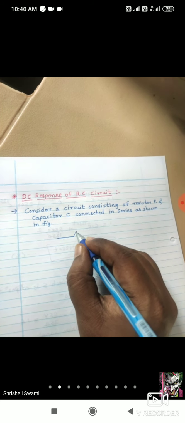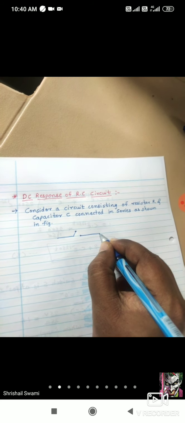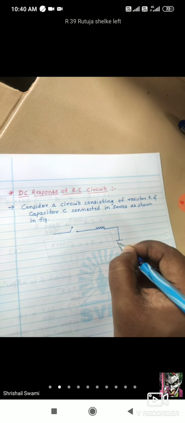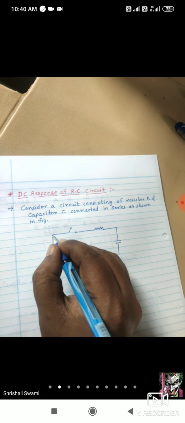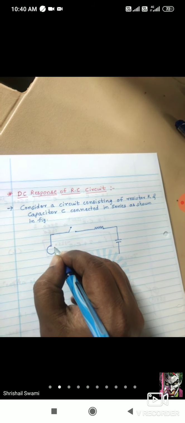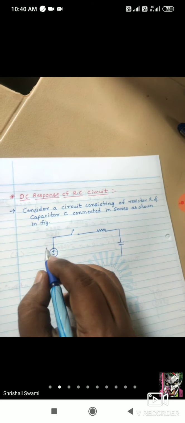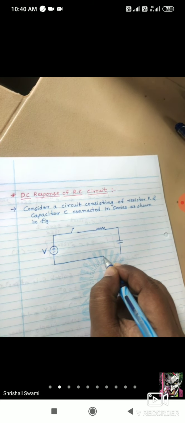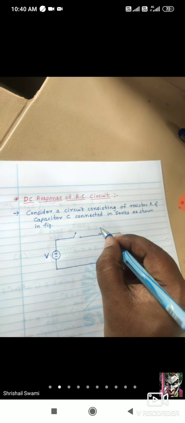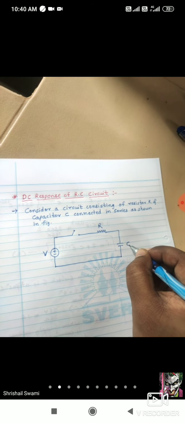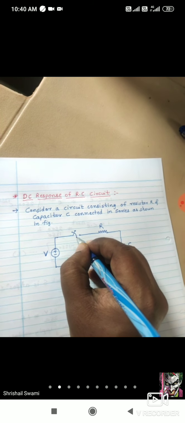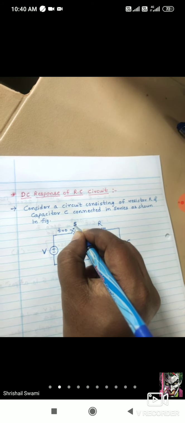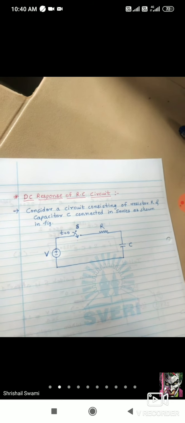So there will be a switch. This switch will close at time t equal to 0. The resistor and capacitor will be connected in series. Through the series combination, a DC supply voltage V is connected. The resistor will be denoted as R, the capacitor will be denoted as C, and the switch S closes at time t equal to 0.